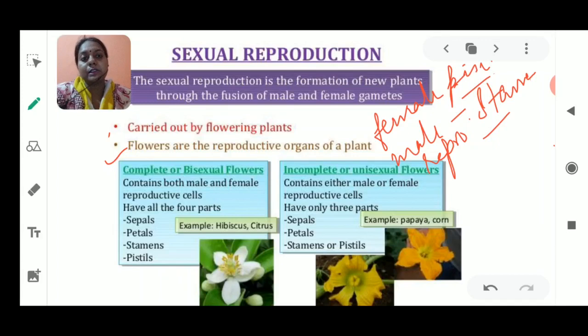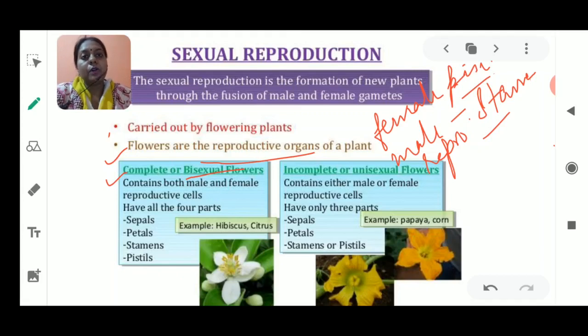First we'll discuss bisexual and unisexual flowers. Now here, if both the reproductive parts are present in a flower, it is known as a complete, or bisexual flower. Bi means two. If both the reproductive parts are present in one single flower, it is a bisexual flower. Whereas an incomplete or unisexual flower has only one reproductive part. Either the male reproductive part or the female reproductive part is present in the flower.